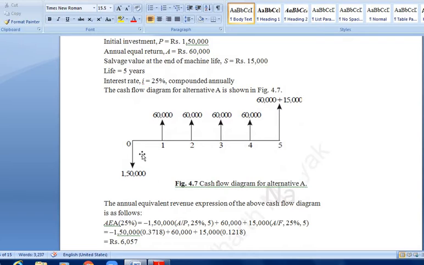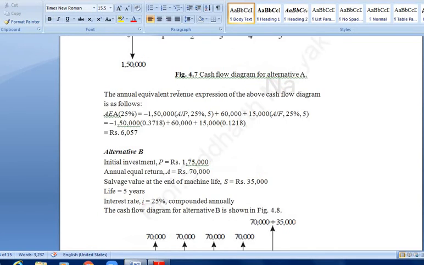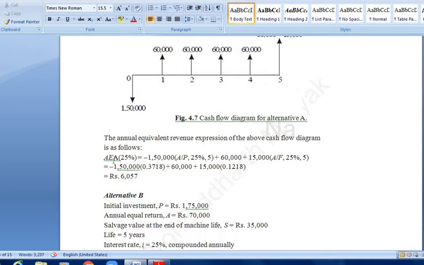So drawing the cash flow diagram, this is a downward arrow mark, this is investment 1,50,000, every year 60,000 you will get. At the end of the 5th year, 60,000 you will get, along with that salvage value 15,000 also you will get. So now converting it into annual equivalent of A will be equal to minus 1,50,000 since it is an investment.